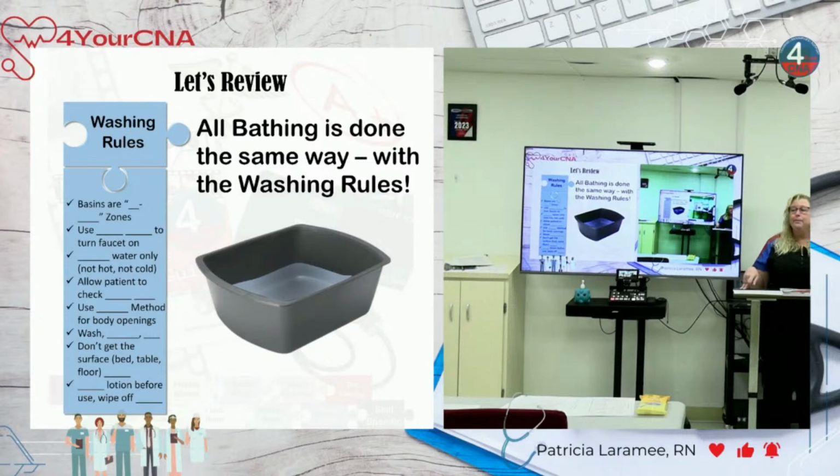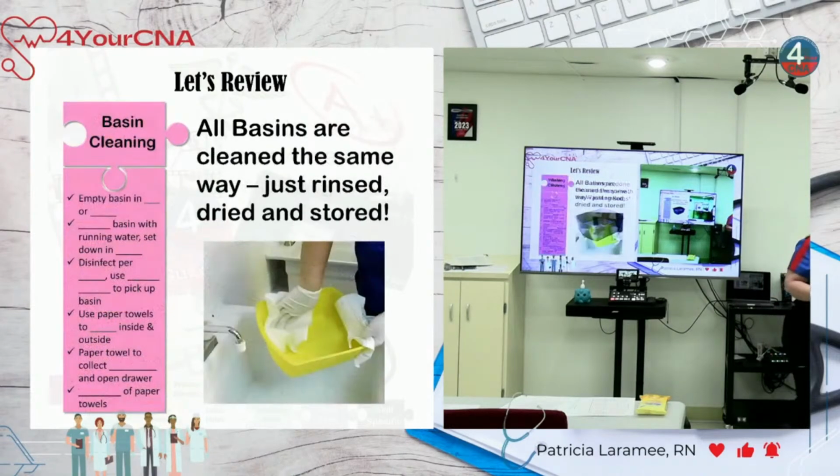If we're working on a table, that's going to be a chucks. If we're working on the floor for foot care, it's a chucks. If we're working on the bed, you can use a chucks or you can use a towel, whichever. And then if we're going to put lotion on, what do we do before we put lotion on? What do we do after we put lotion on? Yeah. And then all basins are cleaned the same way. We simply rinse, dry, and store for the test.